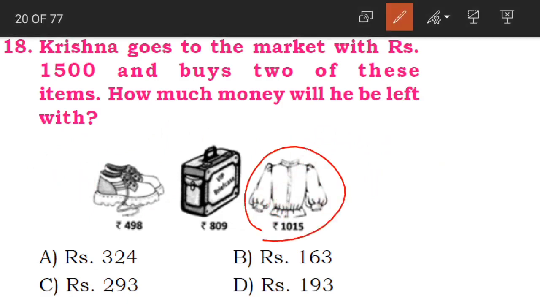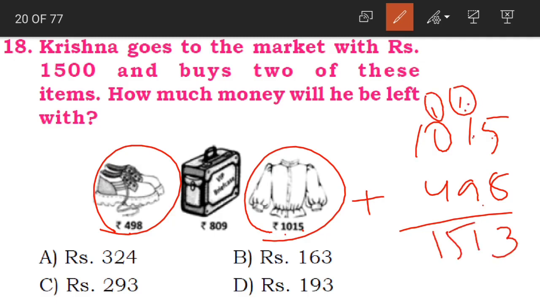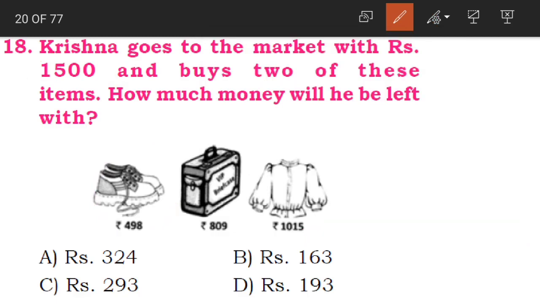See children, if you look at this frock and these shoes, 1015 plus 498. Okay. When we add these two, what will be the answer? 13. 2 plus 9, 11. 1 plus 4, 5, and 1. So 1513. See, when you add these two, the answer is more than 1500. When I am having only 1500 rupees, can I purchase this amount? No. So it is not possible to buy this frock.